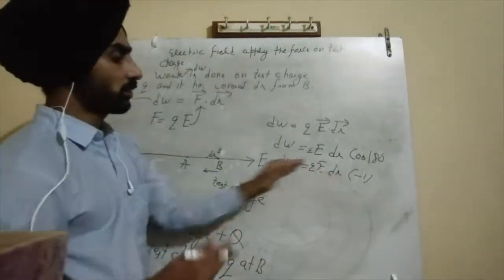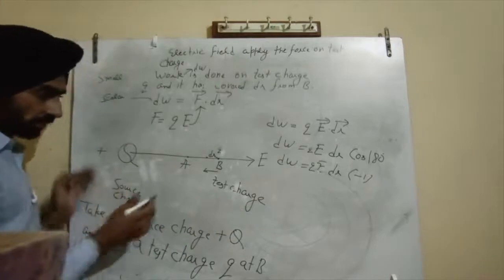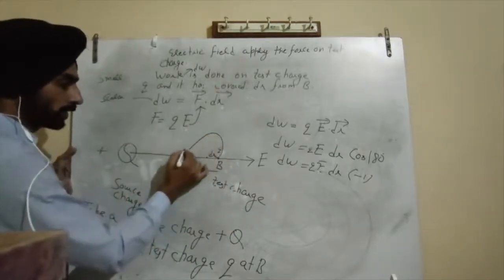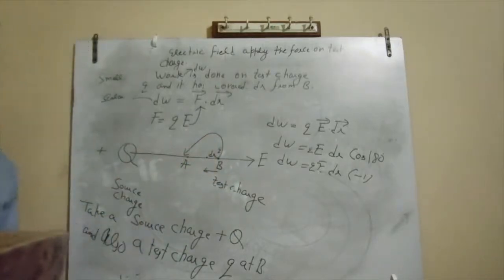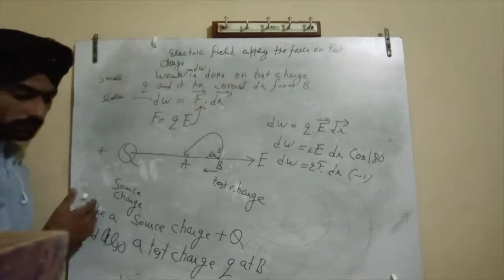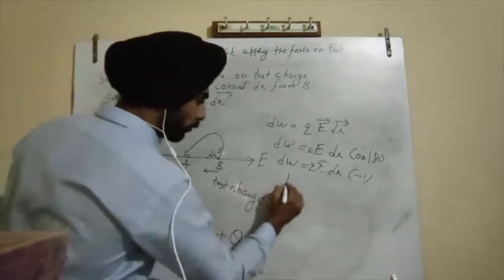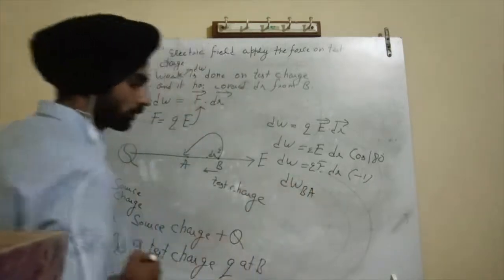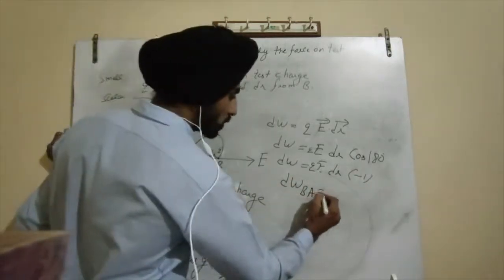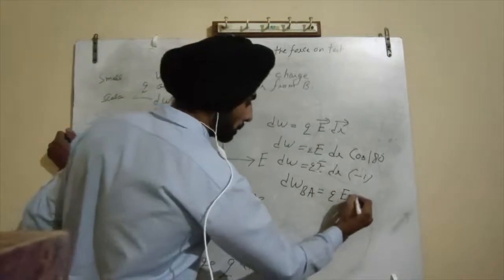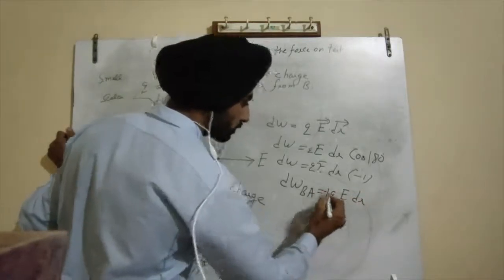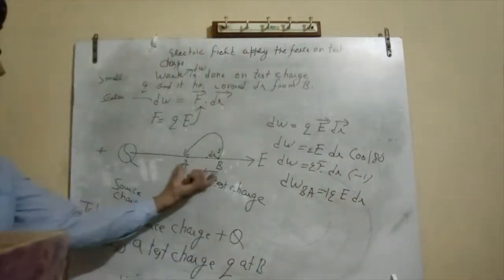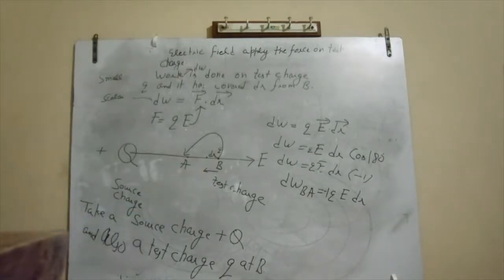So this work is for small distance dr. Suppose you want to calculate the total work done when the charge is moved from A to B. So what will be this? Work done when we are moving from B to A will be equal to minus QE dr. Suppose this is small dr, like this.